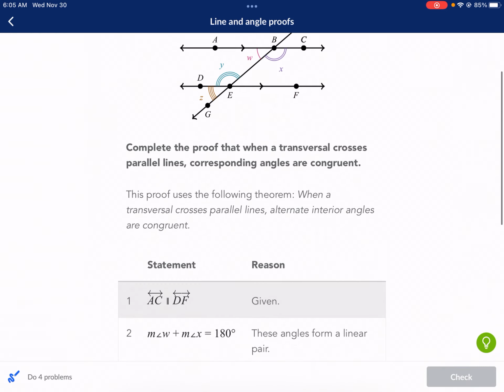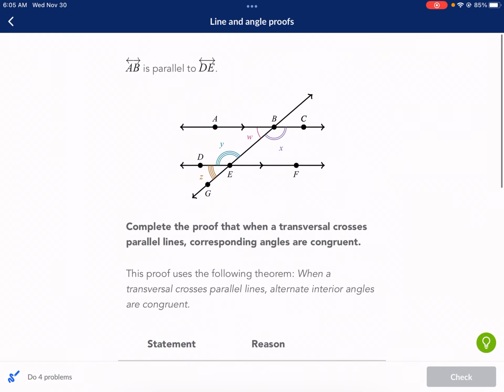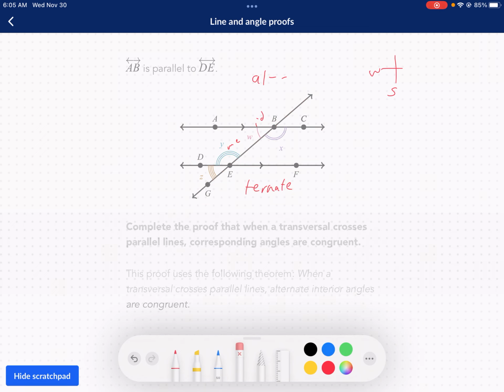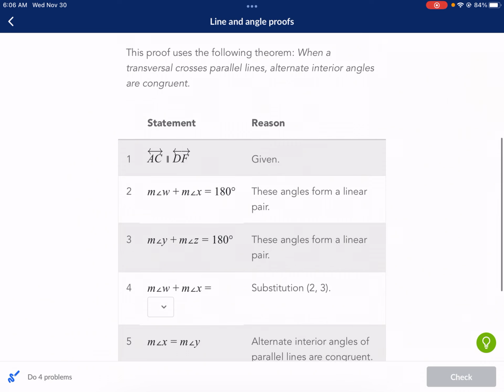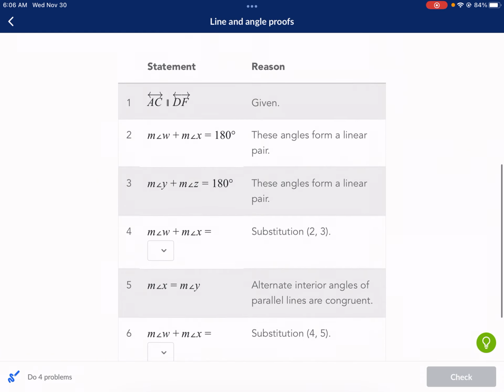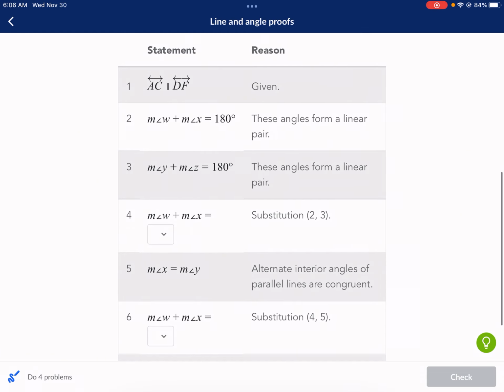So when it says alternate interior angles, let me erase all this. What we're talking about is this interior space, and then we're talking about opposite sides of it. So here and here would be alternate interior angles. The angles they have here for us already are this X and Y. Those are labeled alternate interior angles in this problem. So let's go ahead and proceed. We actually don't need to know that much about that to do this problem, but let's get started. So we have AC is parallel to DF.